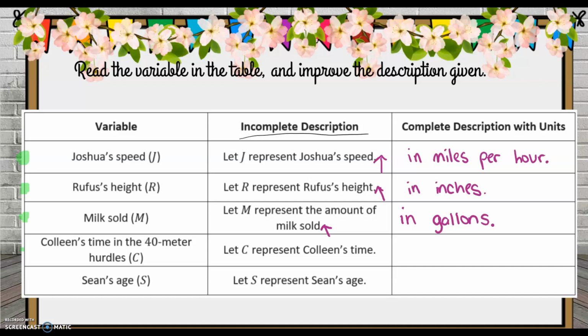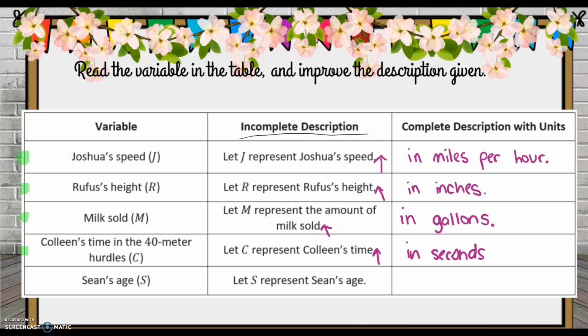That fourth row says Colleen's time in the 40-meter hurdles. So the incomplete description says, let C represent Colleen's time in seconds, I think. In seconds. I'm sure she can run the whole 40-meter hurdle in probably less than a minute or a little bit over a minute, but seconds seems the most accurate.